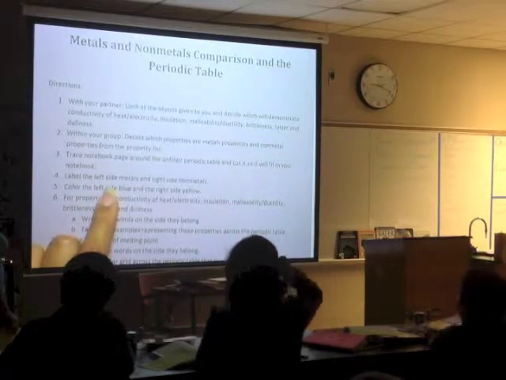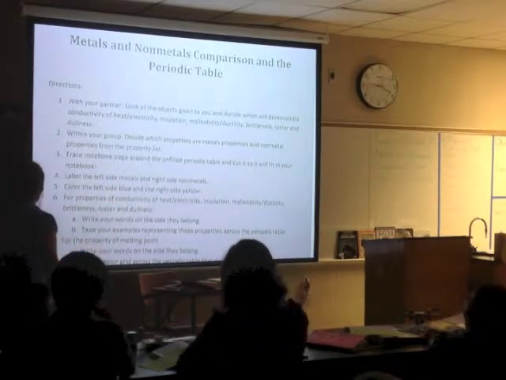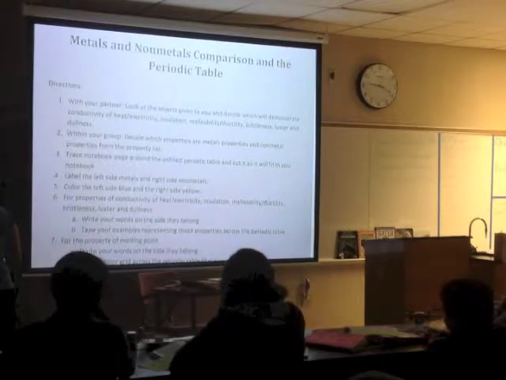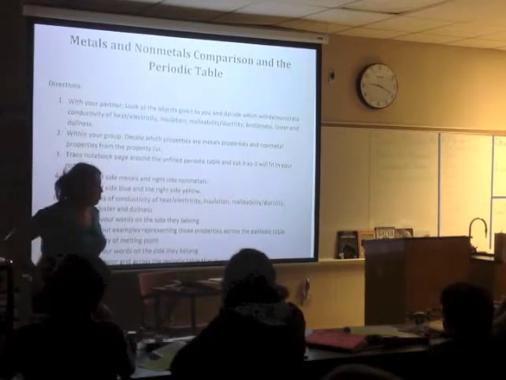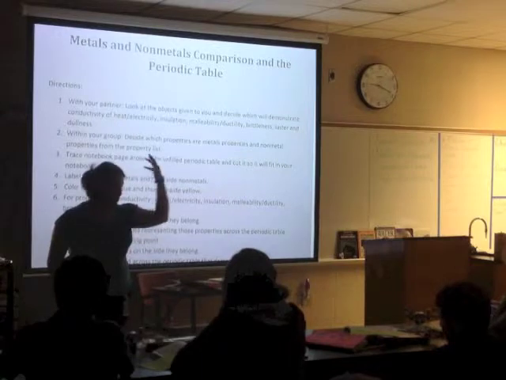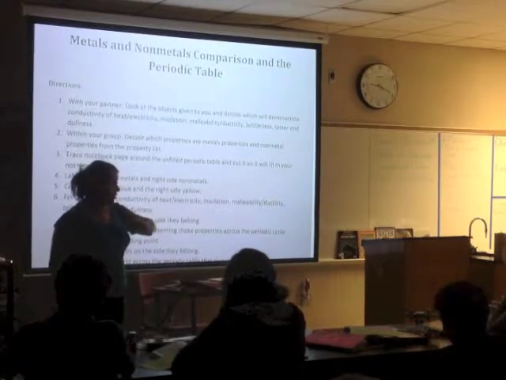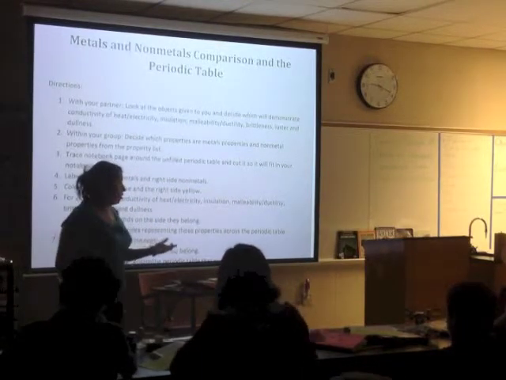4, label the left side metals and the right side non-metals. Why? Why is the left side metals? Because metal's on the left side of that zigzag line, right? And then non-metals on the right.